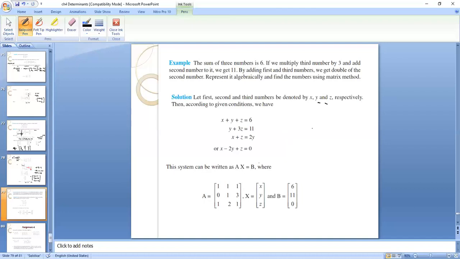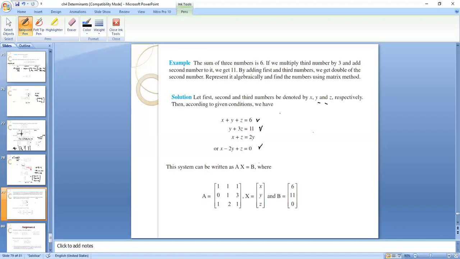Then if we multiply third number by 3 and add it to the second number, third number is z, we will multiply z with 3 and add to the second number, which is y. That means y plus 3z, we get 11. The sum will be 11. Then by adding first and third number, we get double of the second number. First number is x, third number is z, we will be getting double of second, that means 2 times y. So we can write this equation as x minus 2y plus z is equal to 0.